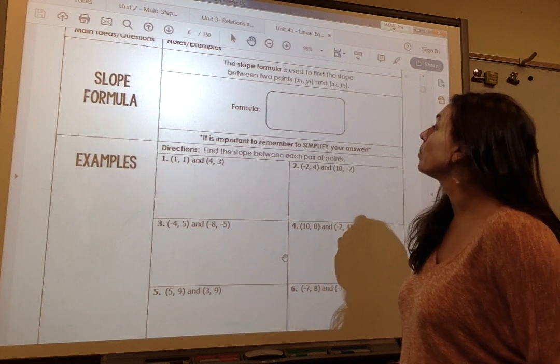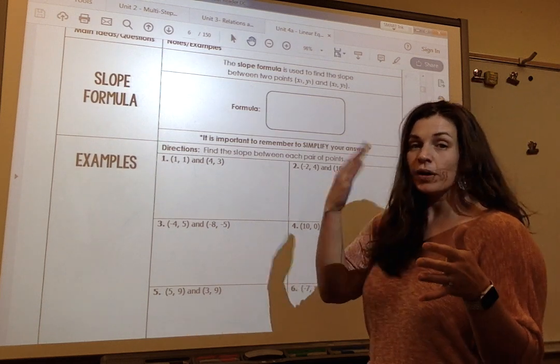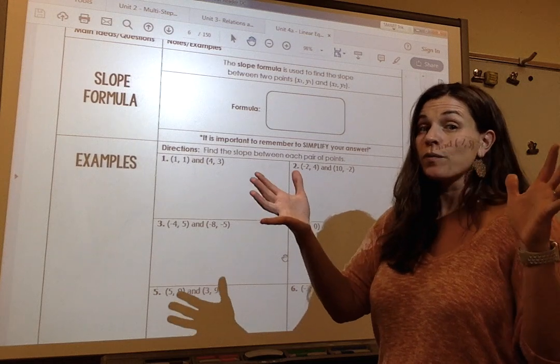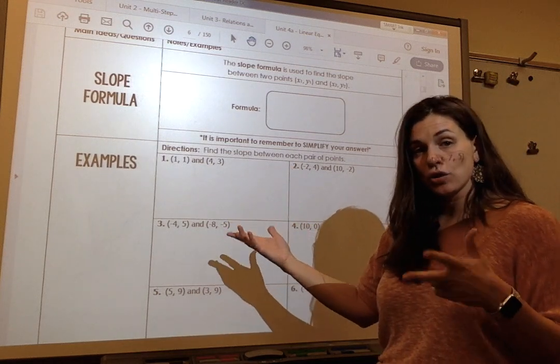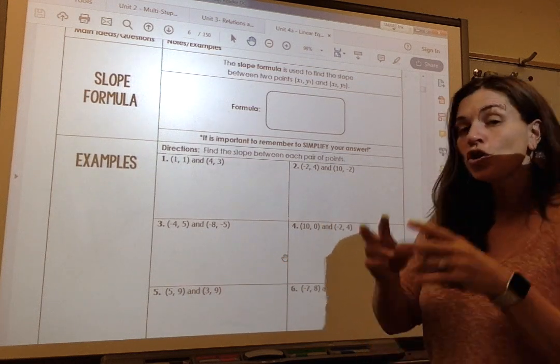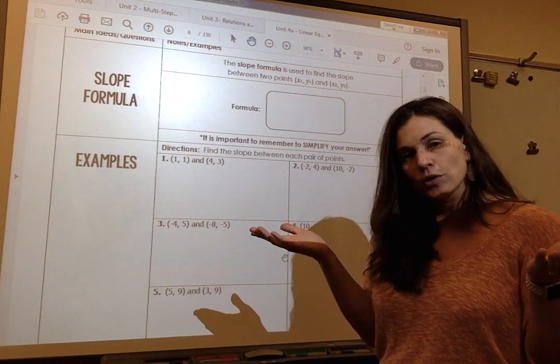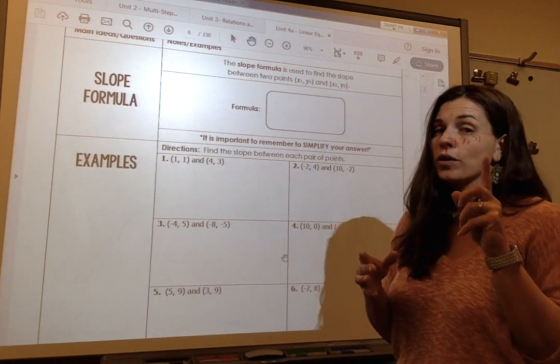Second part of our slope. Sometimes, like on the previous video, we can find slope from a graph, but what if I'm not given a graph? What if I'm just talking about 2 points? So I'm going to show you 2 different ways. I don't care which way you do it. I just want you to do it correctly.